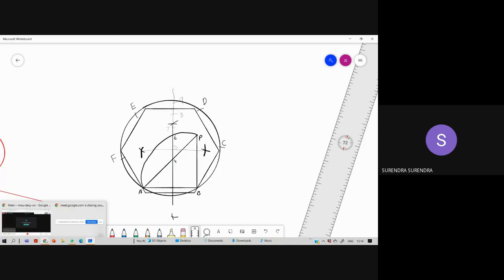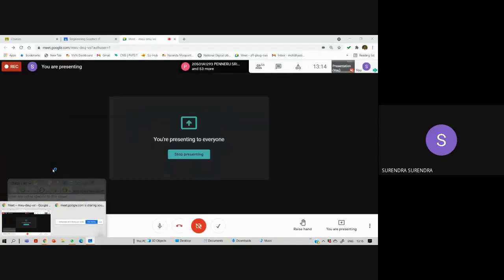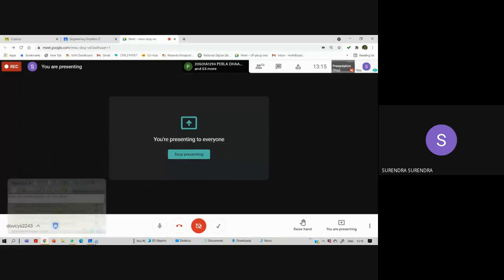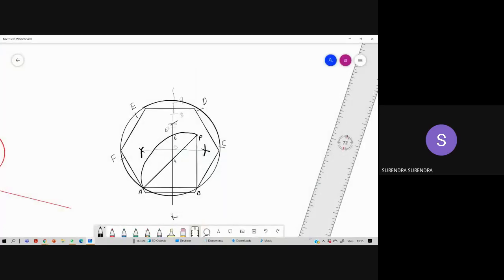And the task I am giving you is 4a, 4b. Draw 2 problems. One is for a pentagon and the second one is for a heptagon. Take 5 and 7. Complete these 2, the 5-sided polygon and the 7-sided polygon, as 4a and 4b questions. Now coming to the next one.